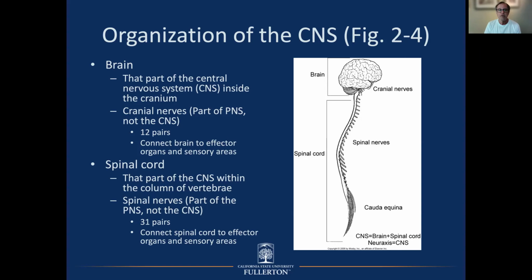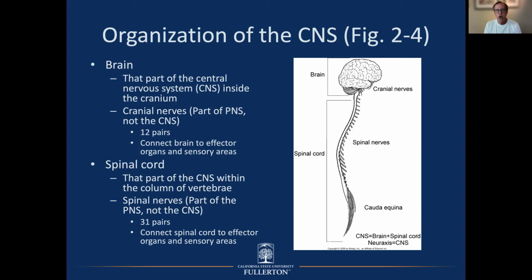The other part of the central nervous system is the spinal cord, and that part is housed within the column of vertebrae. The column of vertebrae, which is basically, I guess you could call them your backbones. There are a bunch of them.